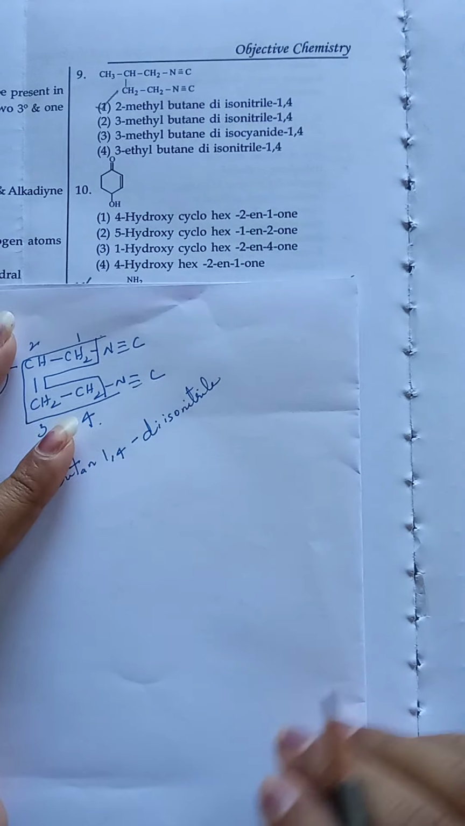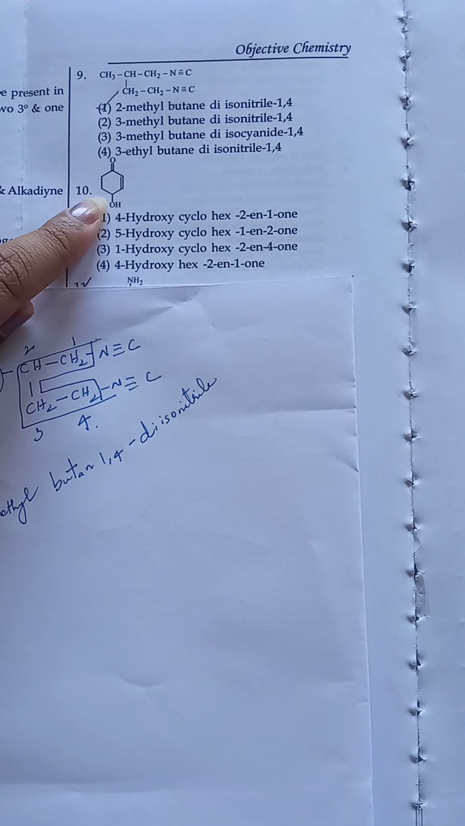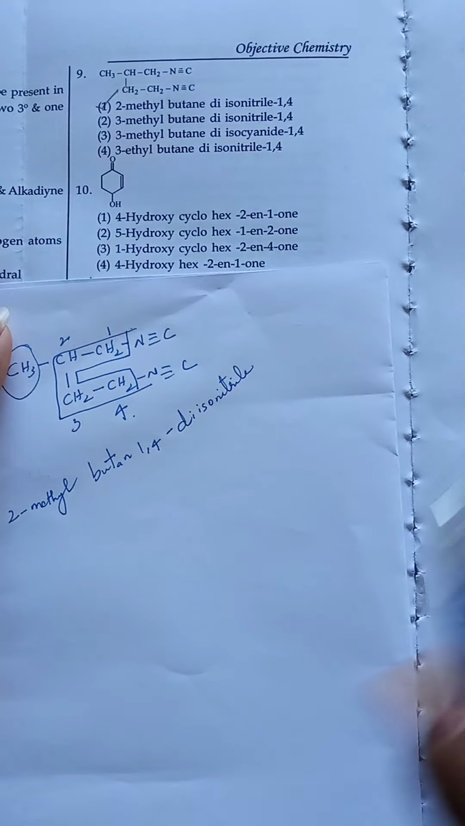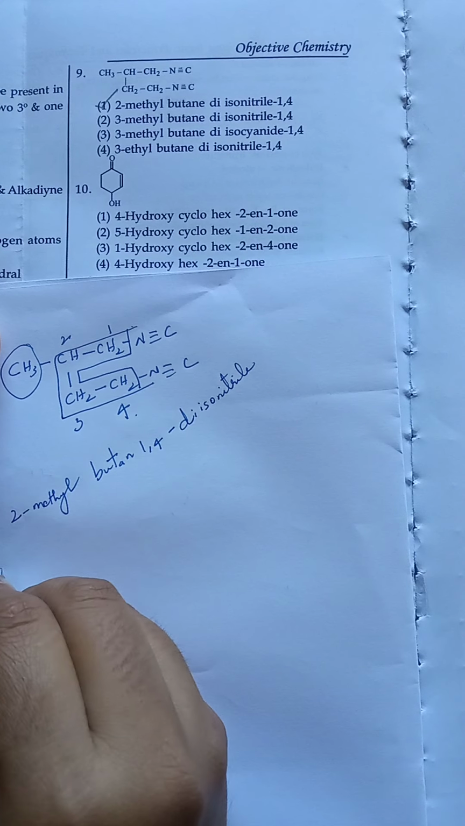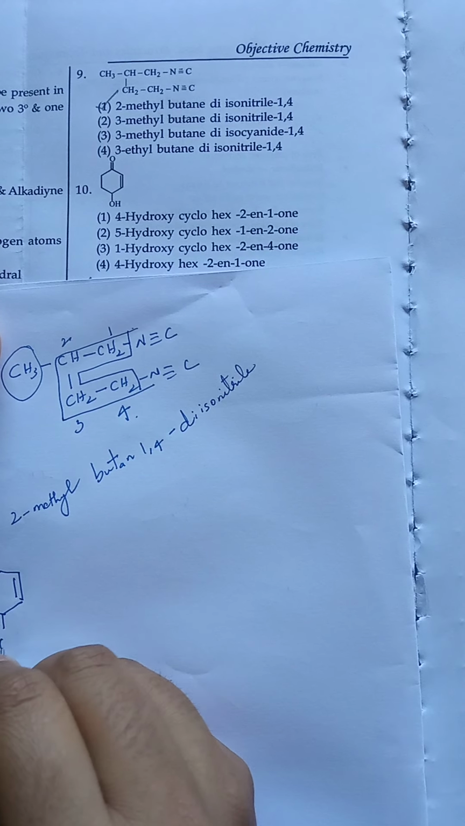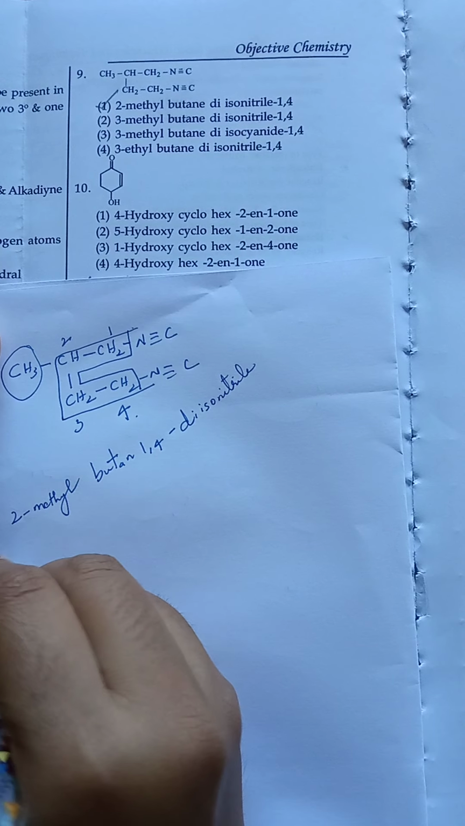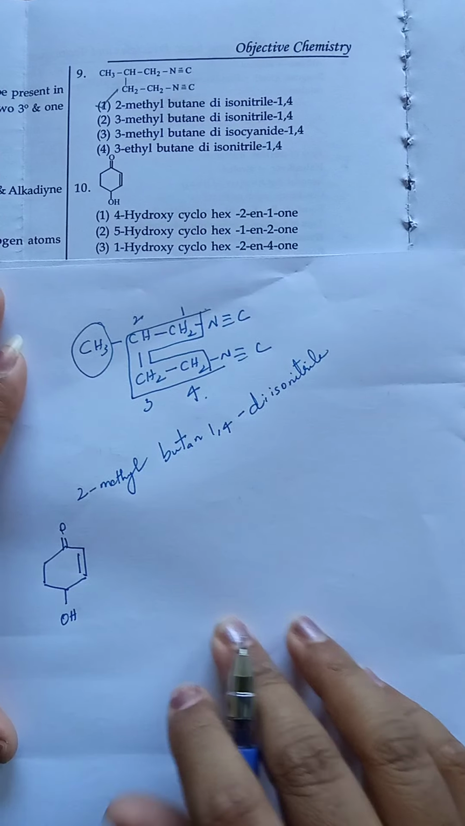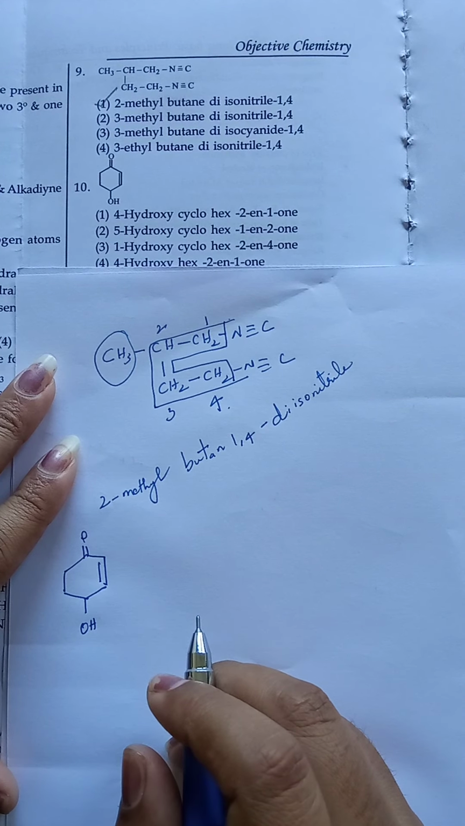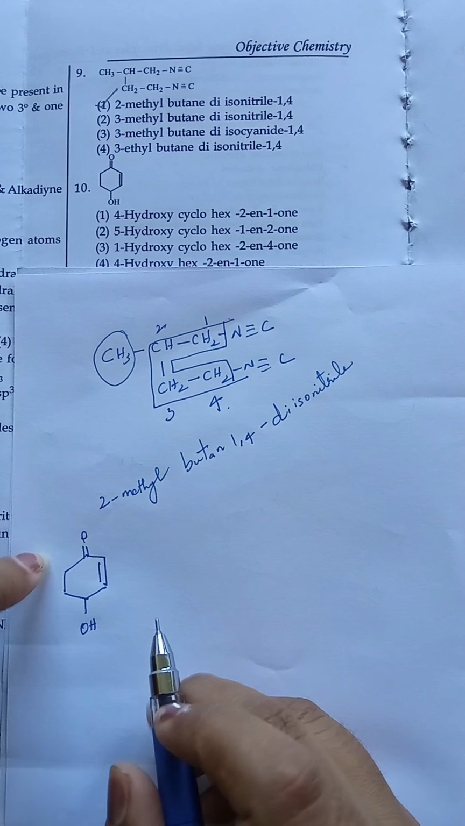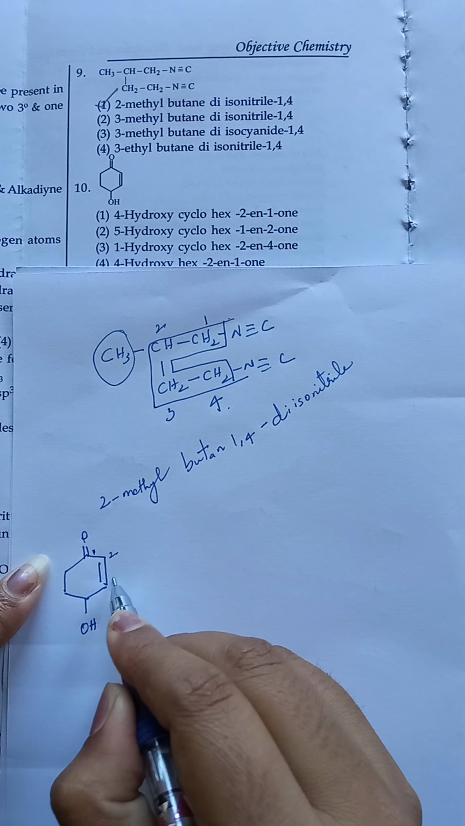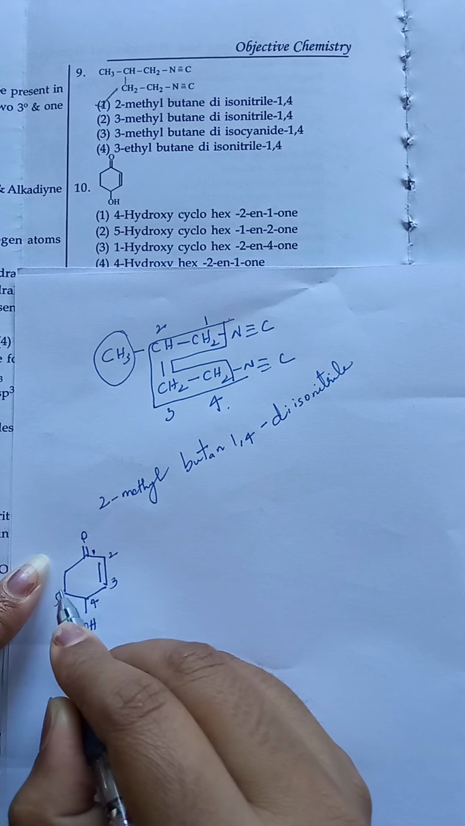Now see the 10th question. Here again they have given a cyclic structure, and we want to write the IUPAC name. First write that cyclic structure. A double bond they have given here, and an OH functional group here, and a double bond to O here. This is the compound they have given. Now give the numbering. Here ketone is the functional group, so we have to give first preference to this ketone carbon. Second, third, fourth, fifth, sixth.